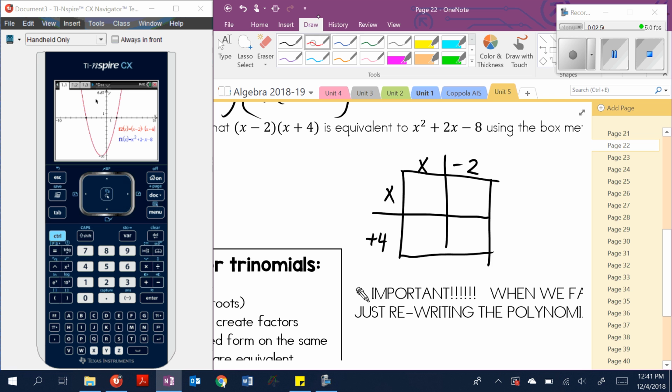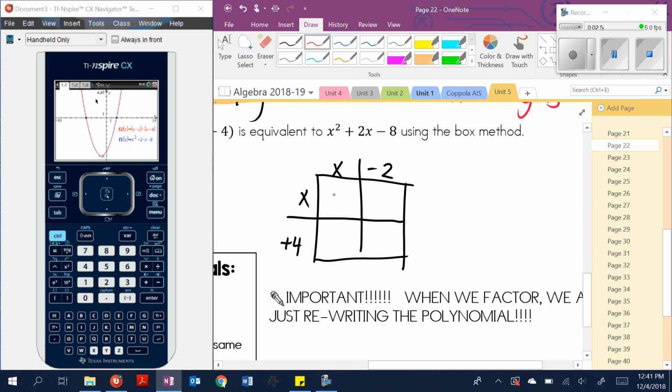You guys love this method so much, don't you? Yeah, me too. All right, x times x is x squared. 4 times x is 4x. X times negative 2 is negative 2x. 4 times negative 2 is negative 8. Check out those 4 beautiful multiplication questions. Like terms? Yep. 4x minus 2x is 2x.